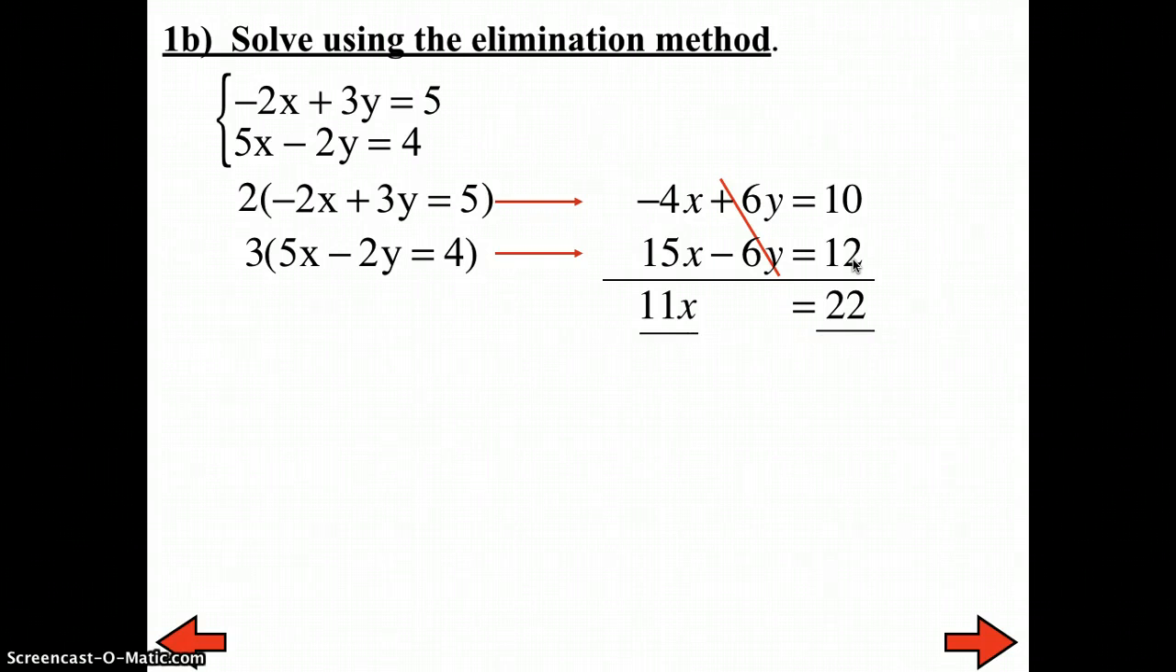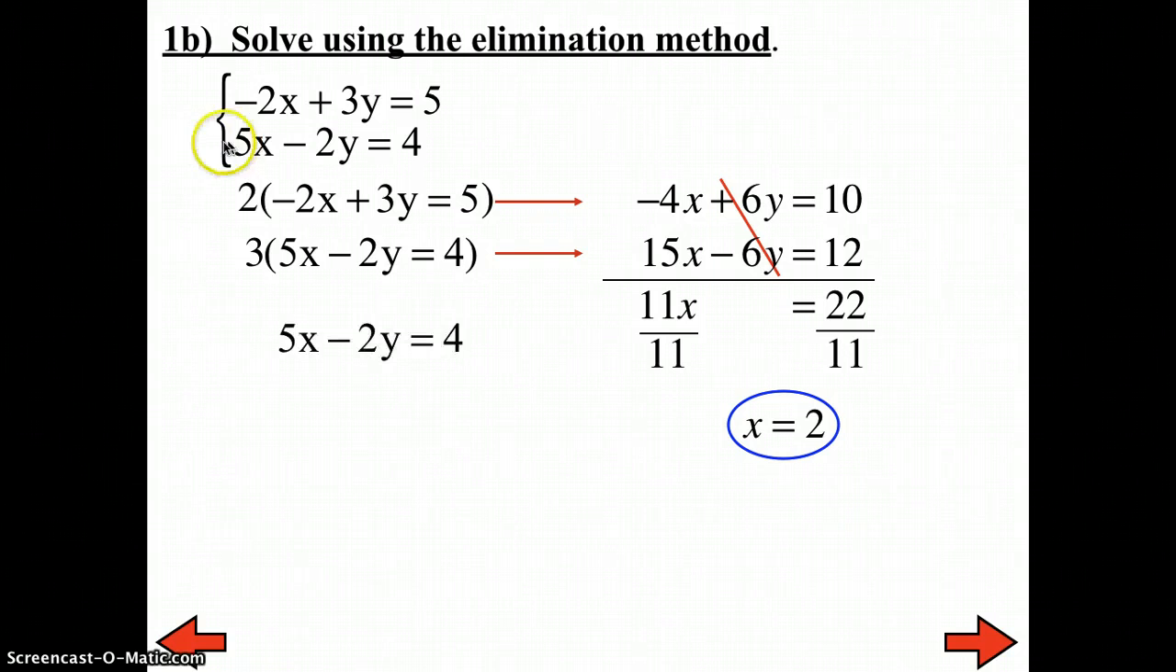So I'm going to go ahead and divide both sides by 11, and x equals 2. I'm almost done. This is technically the end of the elimination method. So I'm going to go ahead and now substitute into one of the two original equations. I get to choose whichever one I want.